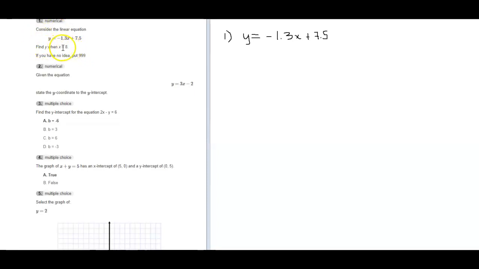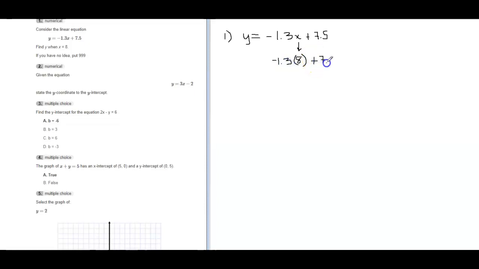Alright, in problem number 1 of the online activity from section 1-2, they ask you to find y when x is 8 for the linear equation y equal negative 1.3x plus 7.5. Basically, the only thing you have to do is take this x here and replace it with 8. And then you're going to follow order of operations.